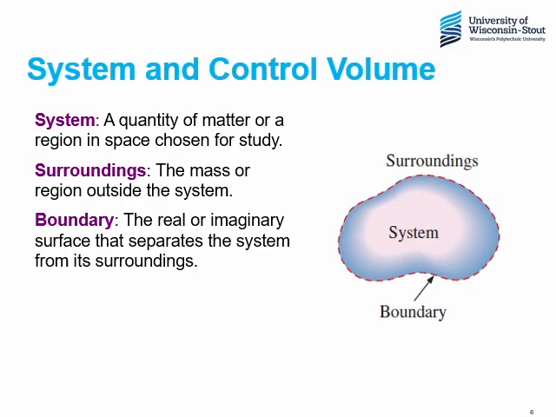In thermodynamics and fluid mechanics, we define a system as the quantity of matter or region in space we choose to study. Surroundings is everything outside our system. Boundary is a real or imaginary line separating them. Why does this matter? Because we will use two different approaches, closed systems and open systems, depending on what we are analyzing. Let's see the difference.